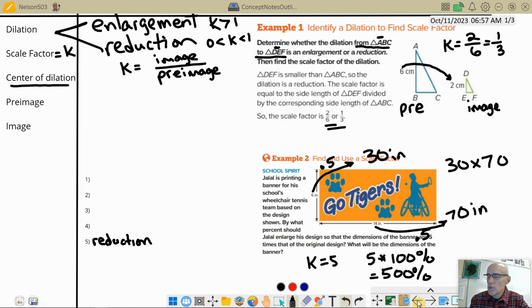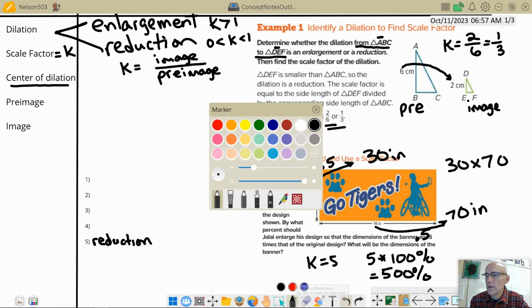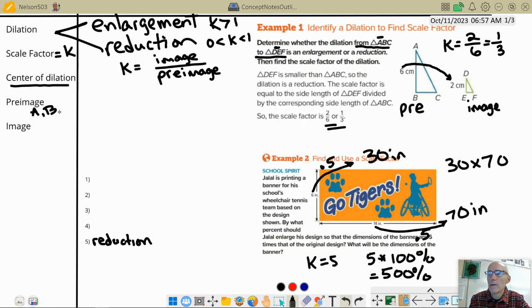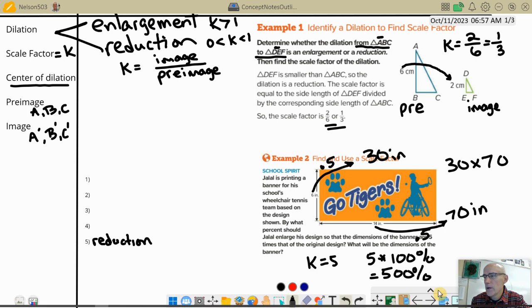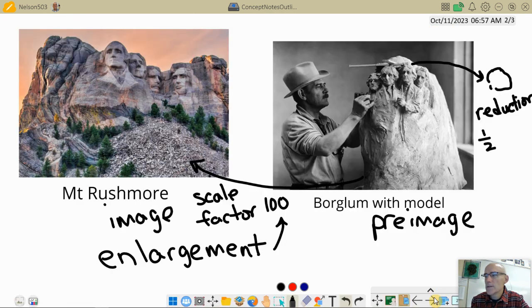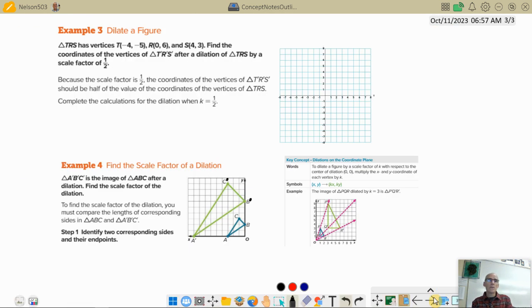The pre-image is going to have just basic letters for the points. It'll have like A, B, C. The image is going to have like A with a little tick mark on it. I say A prime. That's usually the way mathematicians read it. And it'll have B prime and C prime. So let's go over and try one, and I'll maybe make it a little bit clearer what I'm talking about. If you're not paying attention, you can get lost at which one the image is, which one the pre-image is, all that kind of stuff.